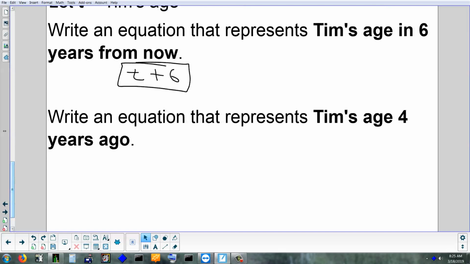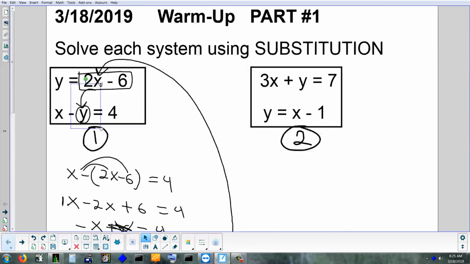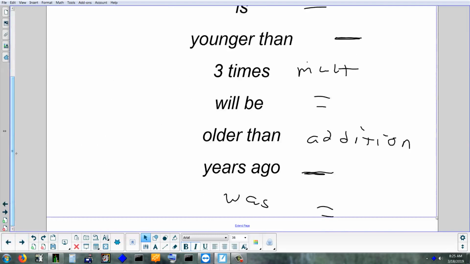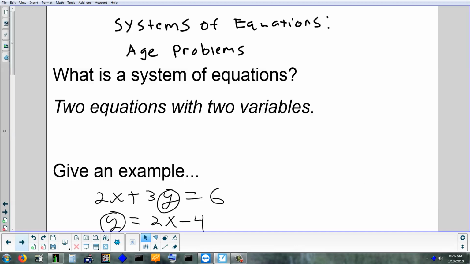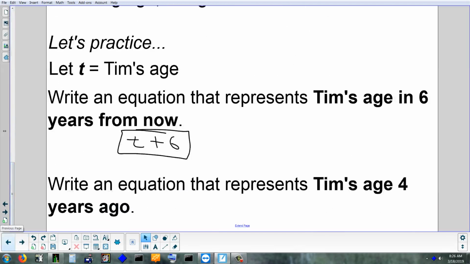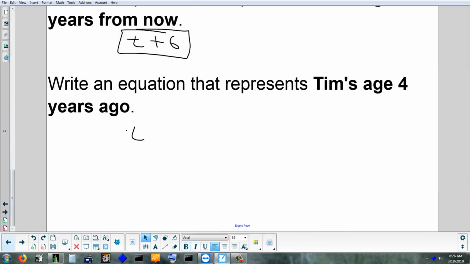So how do you know this one is in the past? Like what phrase there gives it away that it's before now? Years ago. Right? And when we did the warm-up, I think we did that one. Years ago, you would subtract. So we always start with their age right now. t. Now, if you wanted to know Tim's age 4 years ago, what would you do with his age now? You would subtract. And how much would you subtract? 4.